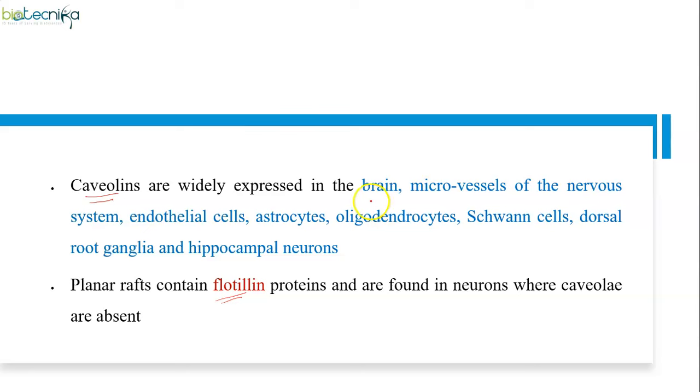So caveolins are found in brain, microvessels of the nervous system, endothelial cells, astrocytes, oligodendrocytes, Schwann cells and many other areas, whereas these flotillin proteins are found in neurons wherever caveolae are absent.